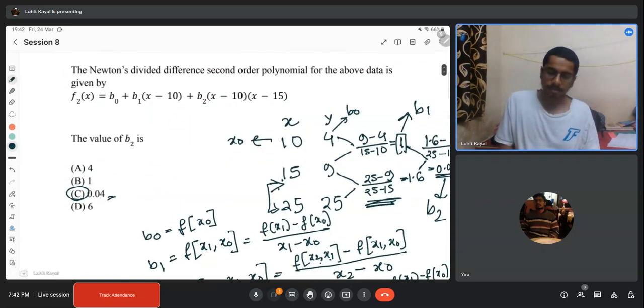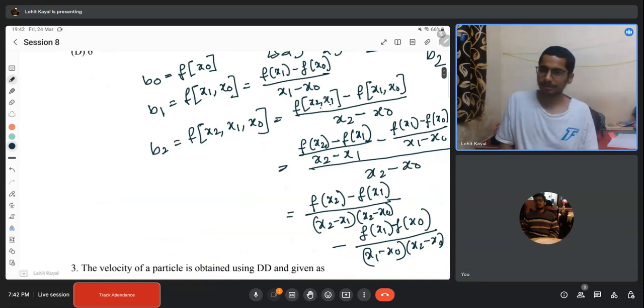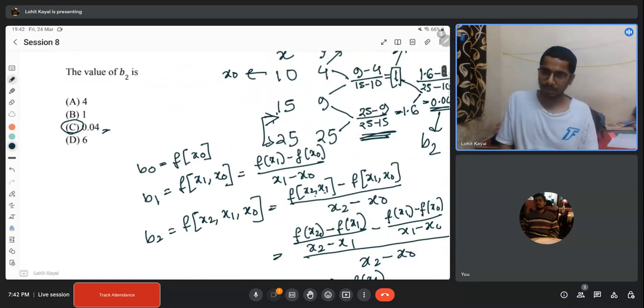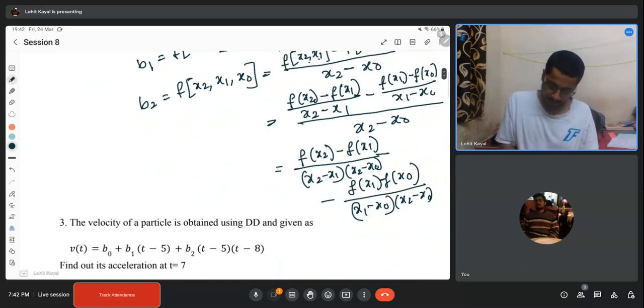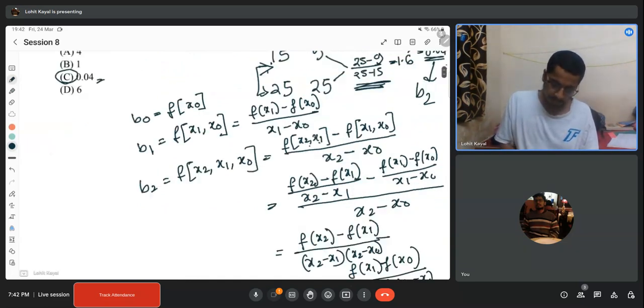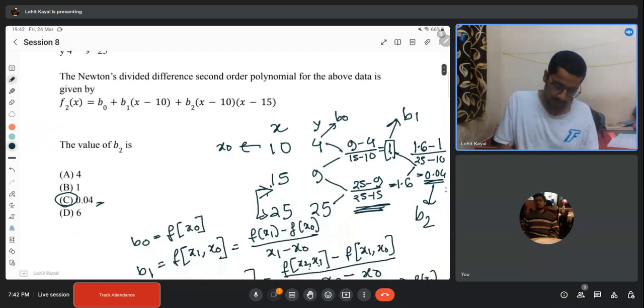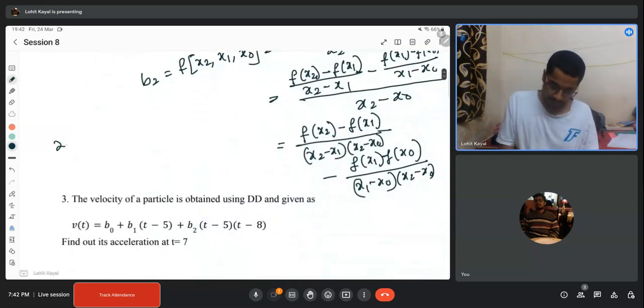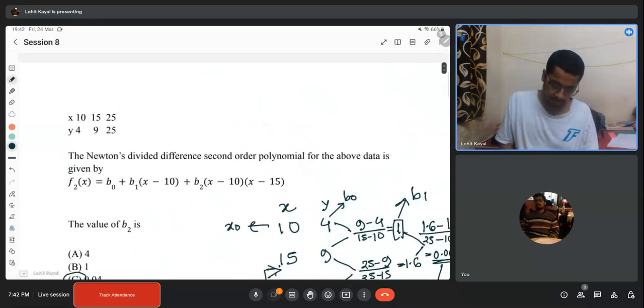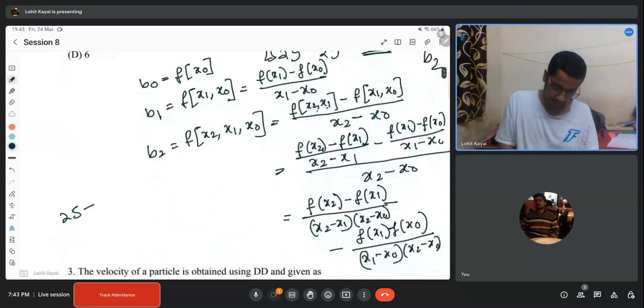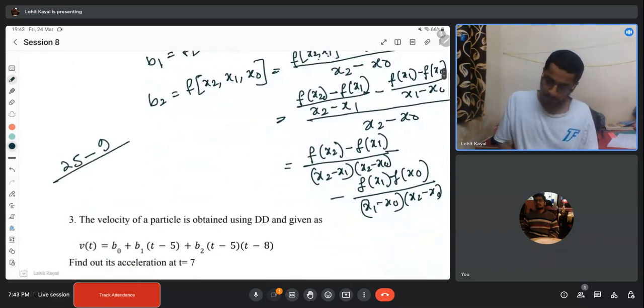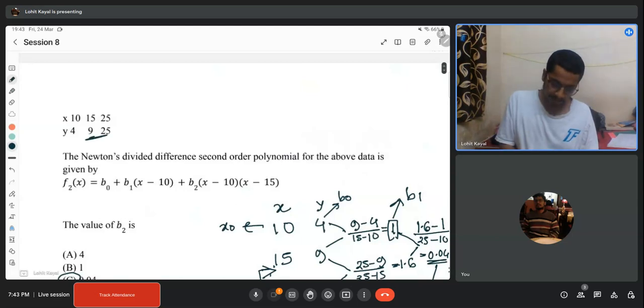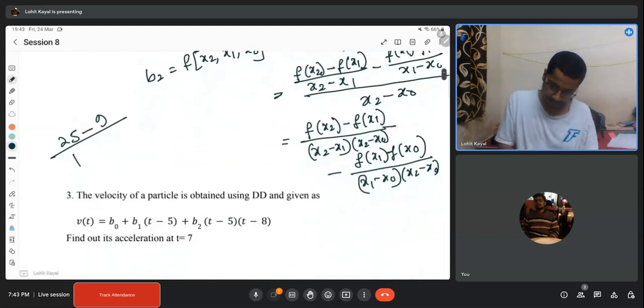The simplest way is to do the table. I will show some more examples of how to use the table, so it will be clear to you. But first let's verify whether the table that I have made is correct or not. So I will just put in the values. What is f of x2? f of x2 is 25. So it is 25 minus f of x1, and f of x1 is 9.